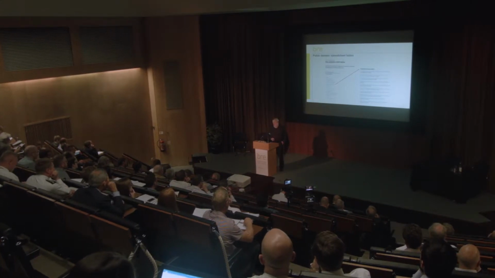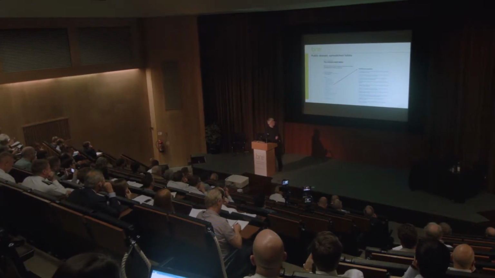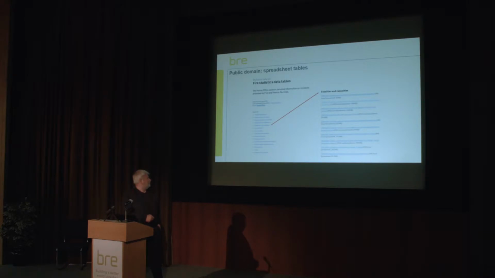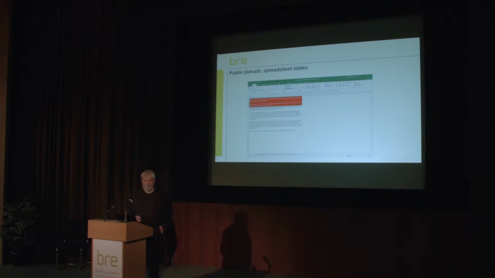I've given an example here. These are a list of the various high-level topics that you could get, things like incidents attended, dwelling fires attended, and so on. And then this one here, fatalities and casualties, and then there's a further breakdown of about 8 or so different spreadsheets. And just an example, which you won't be able to read, but just to give an idea of the layout of each of these spreadsheets.